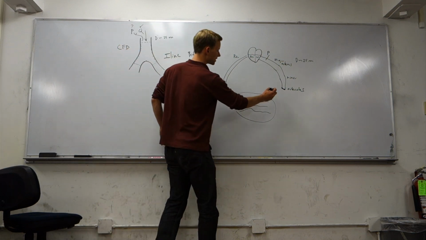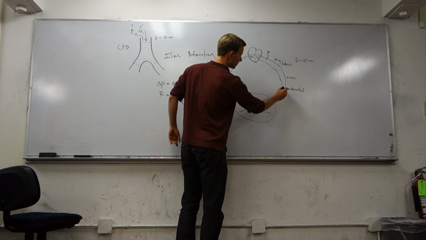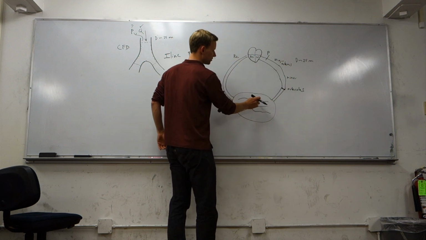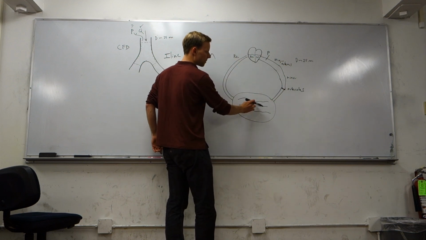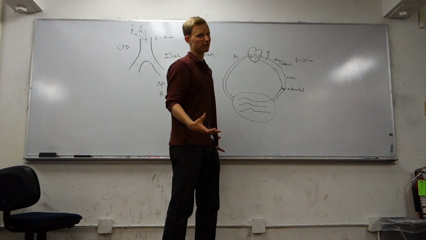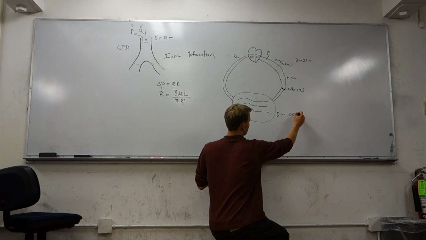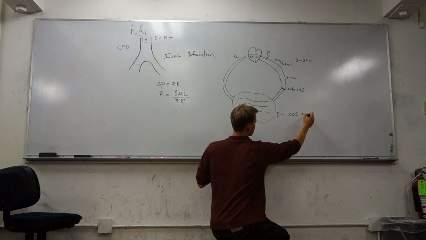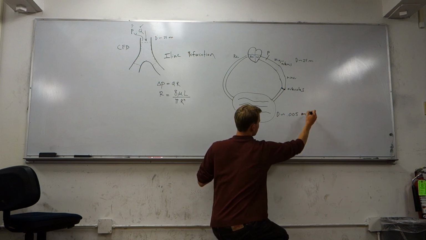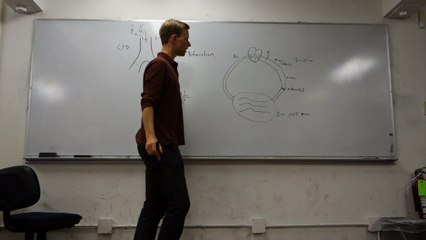Okay, so we've got the arterioles, and then we're going to continue to branch further to the capillaries, and the diameter of these capillaries can be as small as 5 microns. So D is on the order of 0.005 millimeters.